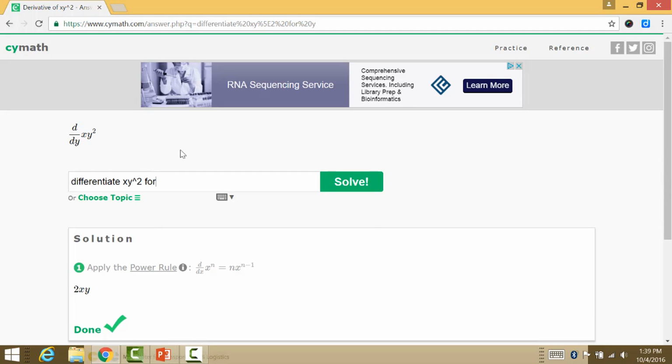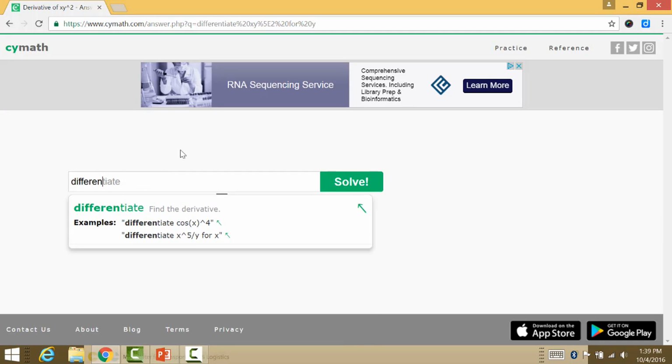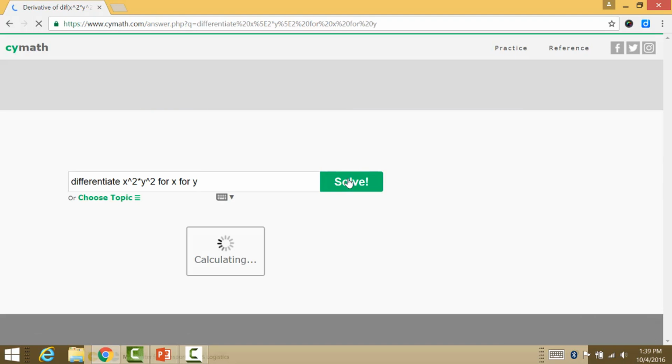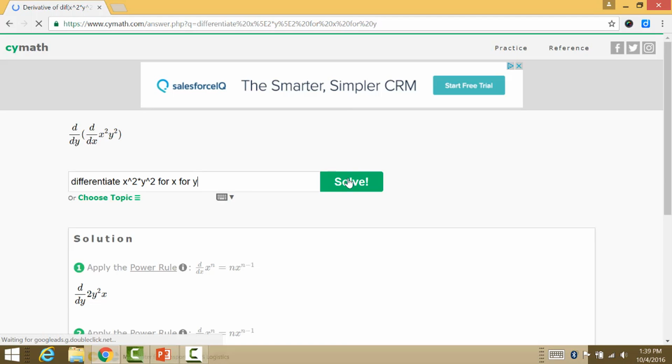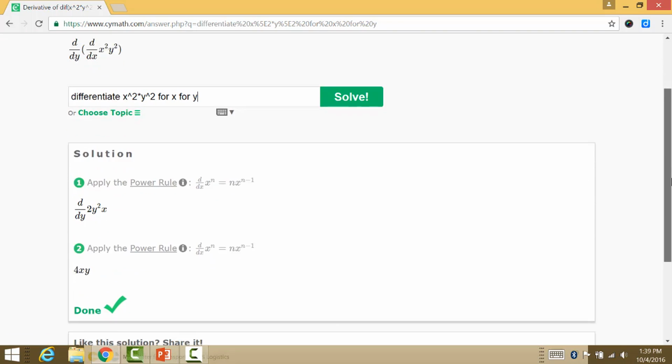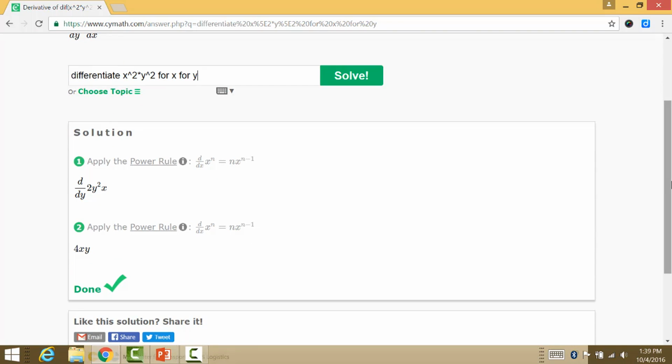So we're going to differentiate x squared times y squared for x and then for y. In calculating this, SciMath uses the power rule to differentiate for x, and then it uses the power rule to differentiate for y. The solution, therefore, is 4xy.